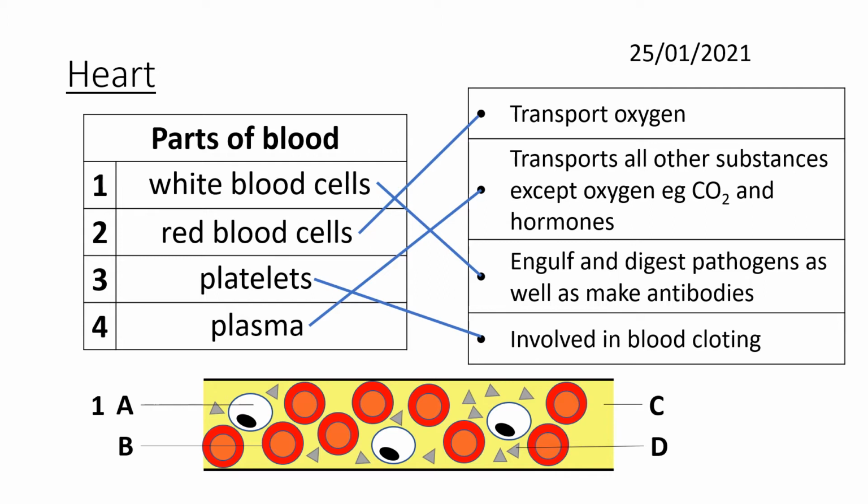A is a white blood cell because it has a nucleus. B is a red blood cell because it has that biconcave shape, it has that indentation in the middle. C is the liquid that everything's floating in or suspended in, which means it is the plasma, and D is the platelets because it's the bit that's left over and it's the smallest part, and they are parts of cells that are involved in forming clots.